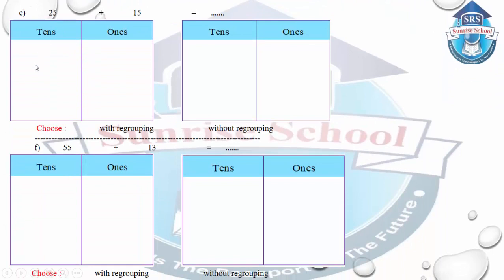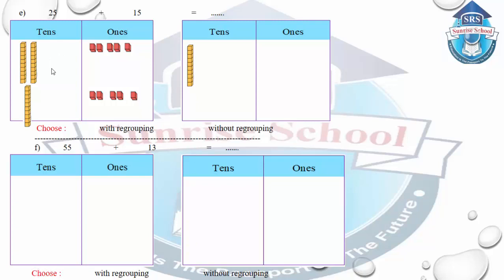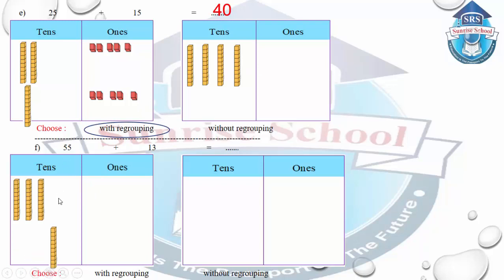25: I'll draw 2 bars, 2 tens, and 5 small squares in ones. And 15: one bar and 5 small squares. Then when you regroup, 5 small squares and another 5 squares make 1 ten. So you will draw a new bar of 10. So tens will be 4 and ones will be 0. So here it is with regrouping.